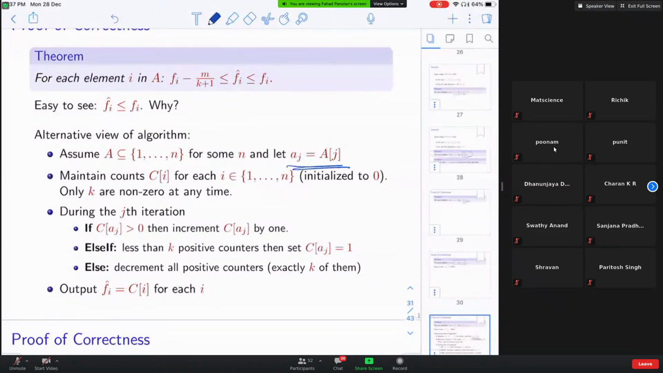If you look into the previous algorithm, at any point in time, we have k counters d1, d2, up to dk. They will be representing some elements which I call I1, I2, up to ik. And those values will be stored in the counters C of I1, C of I2, up to C of ik, and the remaining counters are 0. That is all the difference is. Is the algorithm clear? Do I need to explain it again? Like the alternate view of the algorithm?